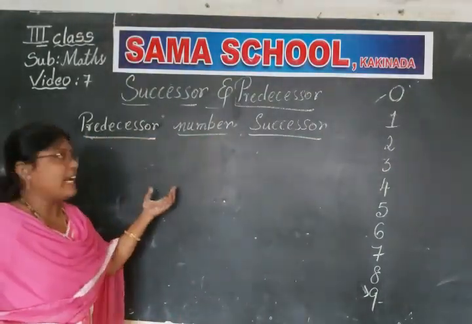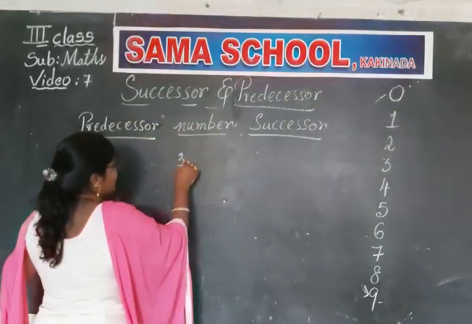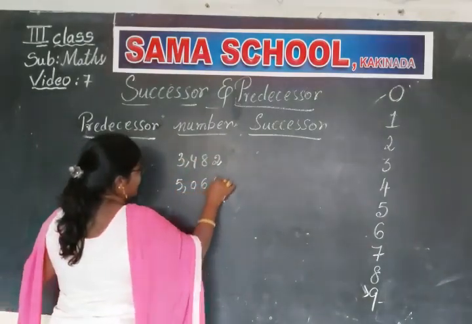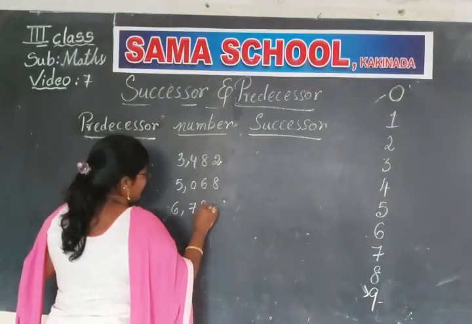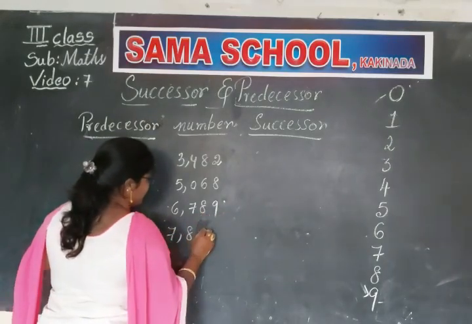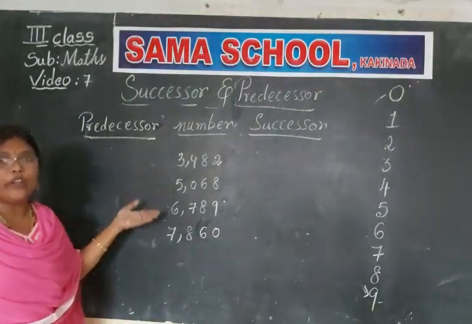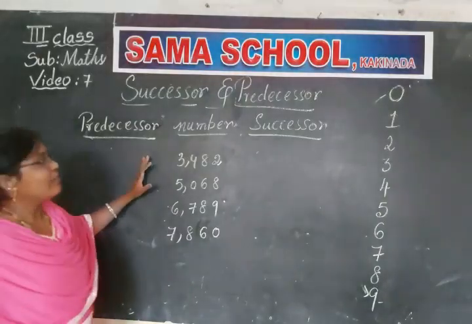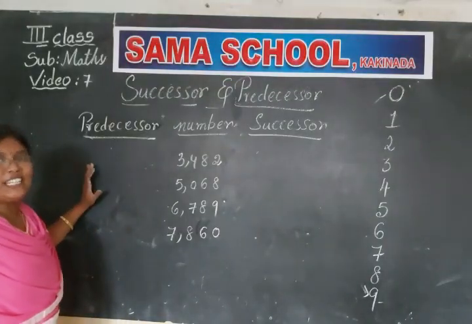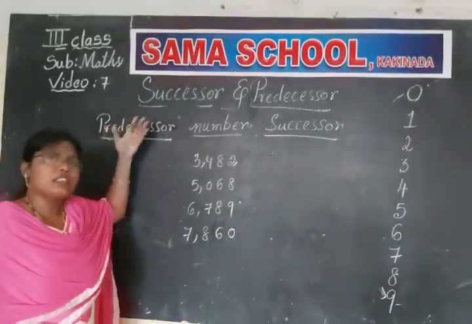Okay, you have to write the predecessor and successor for the given numbers. Okay children, here I have given 4 numbers, 4 digit numbers. You have to write the successor and predecessor. So first let us write the predecessor of the numbers. See here 3000. What does predecessor mean? Previous number.